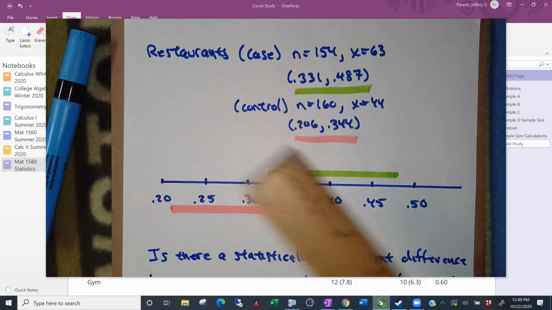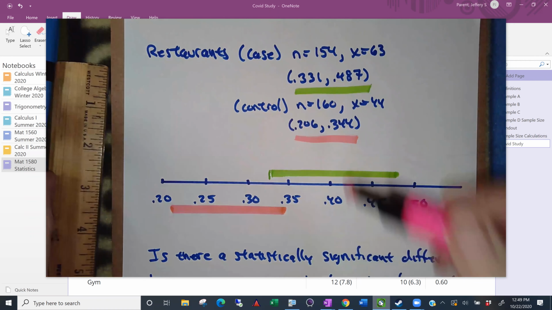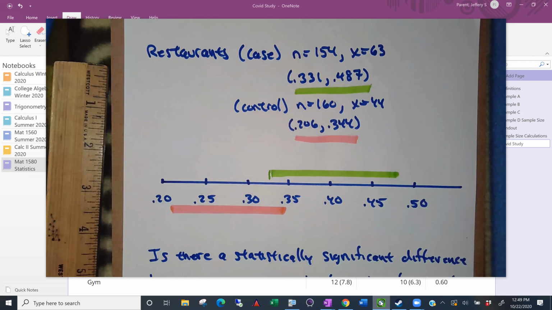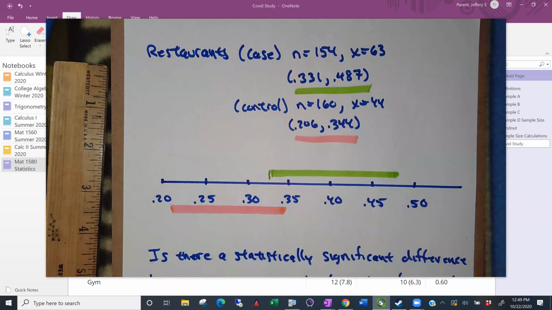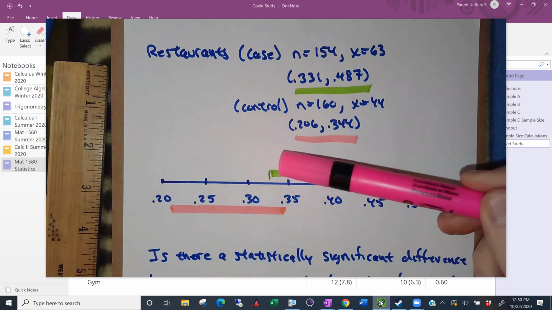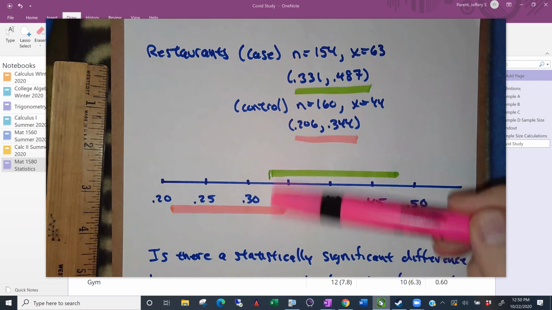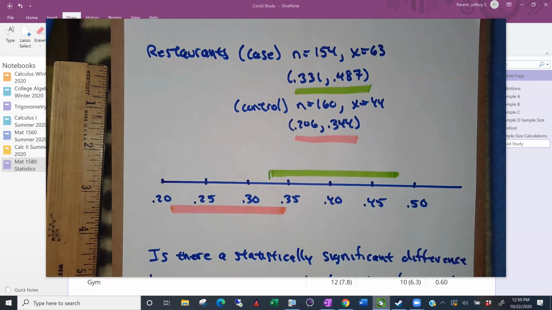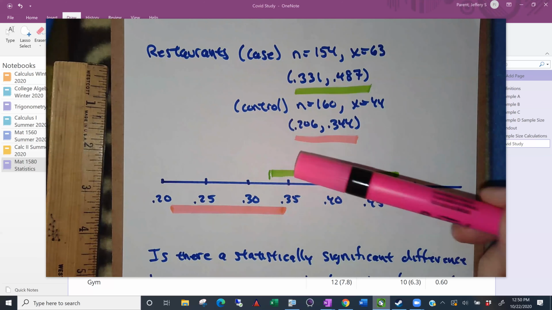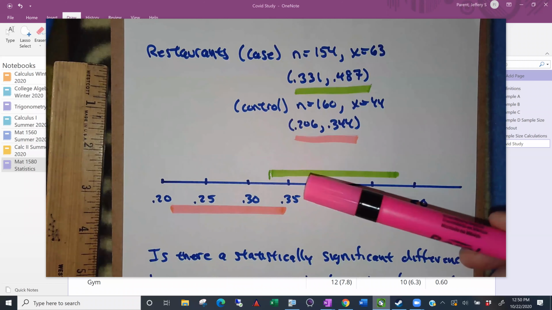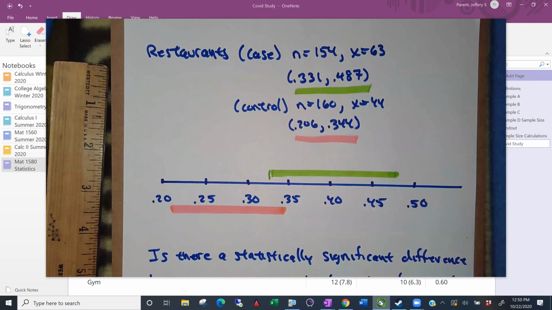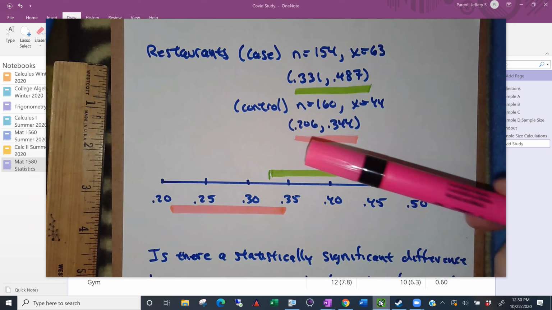Now, as a statistician, I'd like to say that these groups are statistically different, but are they? There's a little bit of overlap here. So there's a value of the population proportion that could be true for both groups. Now, this is a very weak way to analyze this, but I just chose this because it's relevant to the world we're living in, and it's also relevant to our stat class.